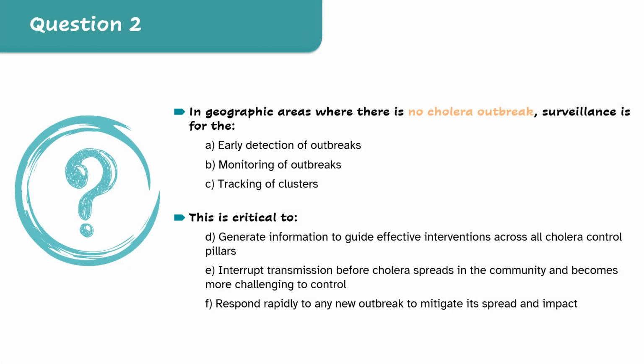Question 2. In geographic areas where there is no cholera outbreak, surveillance is for the A. Early detection of outbreaks, B. Monitoring of outbreaks. C. Tracking of clusters. This is critical to D. Generate information to guide effective interventions across all cholera control pillars. E. Interrupt transmission before cholera spreads in the community and becomes more challenging to control. F. Respond rapidly to any new outbreak to mitigate its spread and impact.